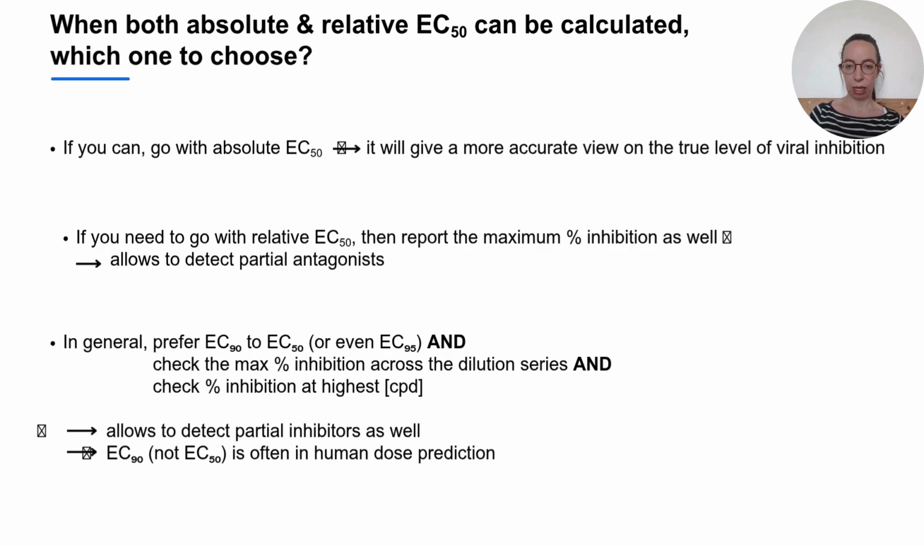And also check the percent inhibition at the highest compound concentration. Sometimes there are strange curves and kind of hook effects, which you may not want to select down the line. As a reminder, EC90 is very often the value used in human dose projections, not EC50.